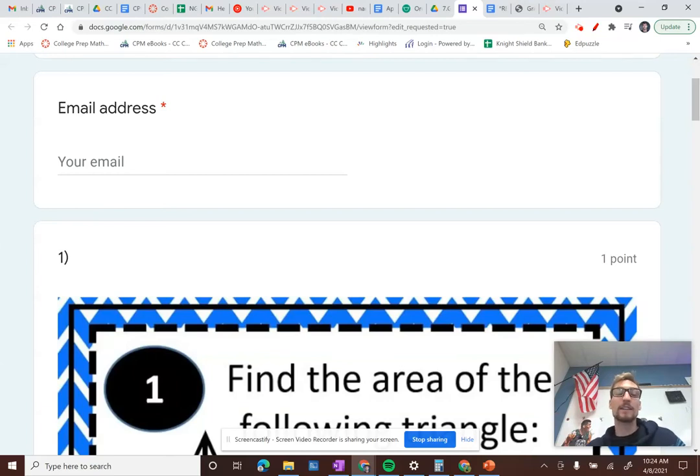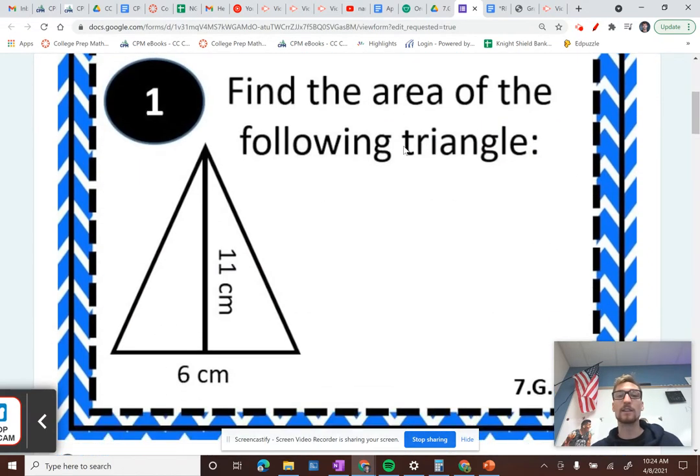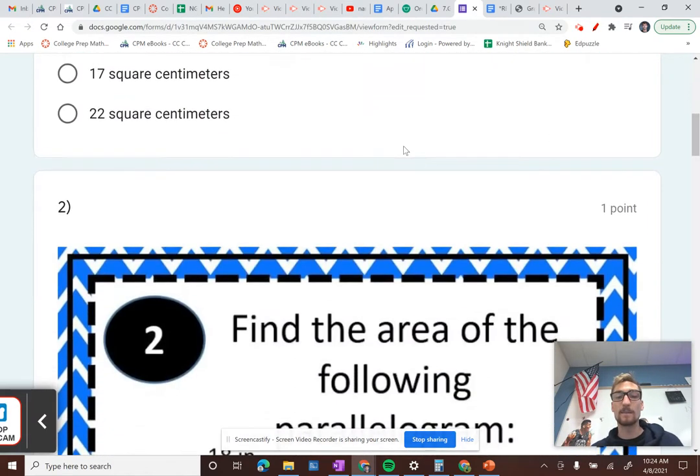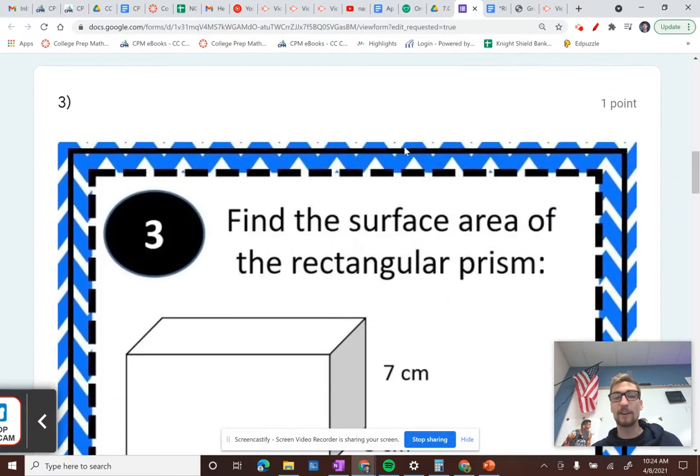All right, so we're doing an activity now about the area, volume, and surface area of these different figures we'll see. So first off, you're going to enter in your email address, ngsd.k12.wi.us, and then move on here to finding the area and finding the surface area.